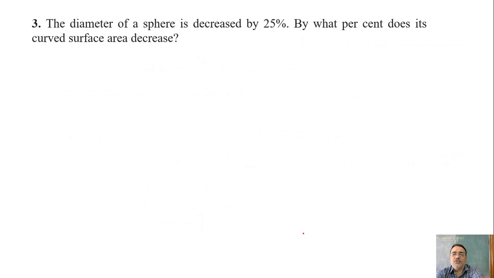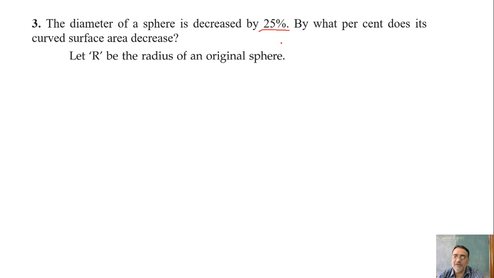So this is the last question of today's session and last question of that exercise also. The diameter of a sphere is decreased by 25%. By what percent does its curved surface area decrease? Okay. So let R be the radius. So what will be the diameter if R is the radius? 2 into R. And D is equals to 2R, so R is equals to D by 2.